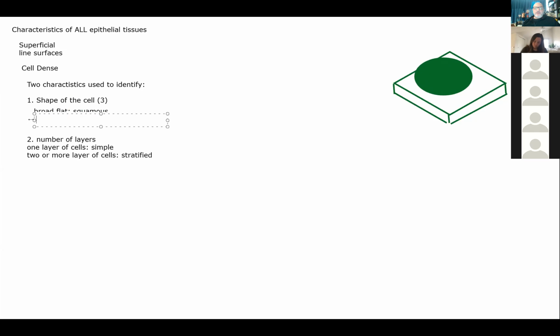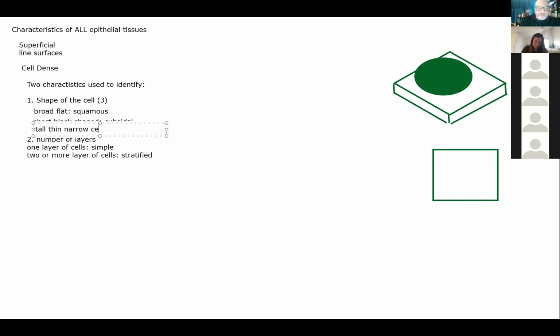The second are short block-shaped cells. And these short block-shaped cells we call cuboidal. Right, these are the block, cube-shaped cells. And the third shape are tall, thin, narrow cells. And these tall, thin, narrow cells are known as columnar, like big columns.